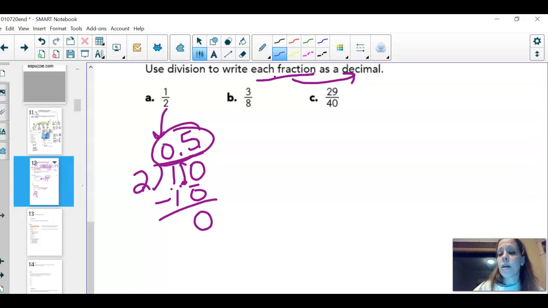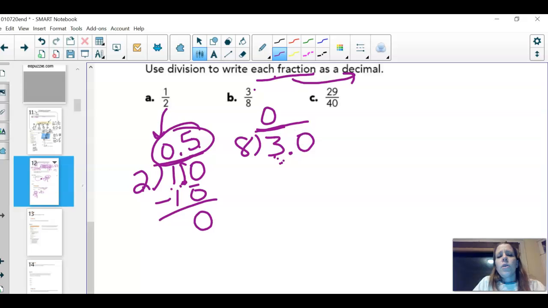Okay, go ahead and unpause me when you're ready. If you have unpaused me, you are ready to see how to do this one and to check your work. So I put the 3 and I put the 8. This top number, the numerator, always goes under the bridge. 8 times blank is equal to 3. Well, that's going to be 0. So I put a decimal point and a 0. 8 times what number is really close to 30?